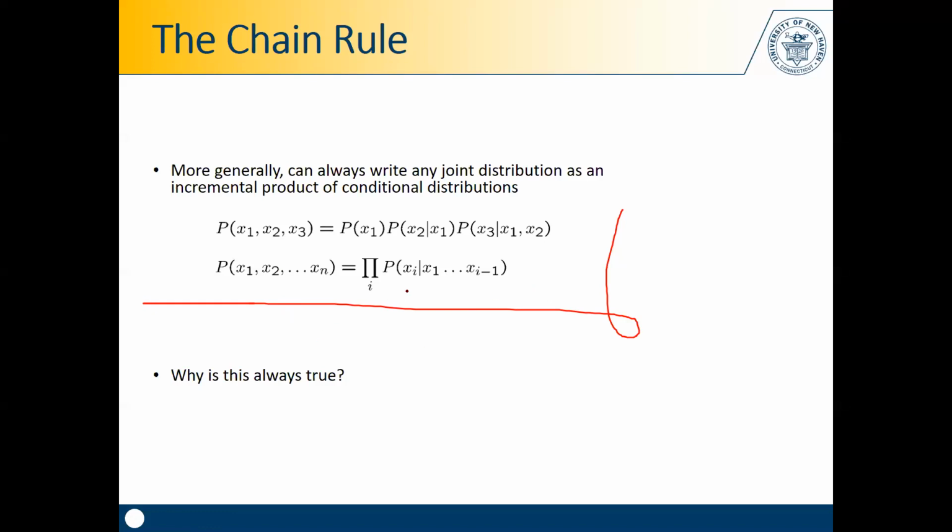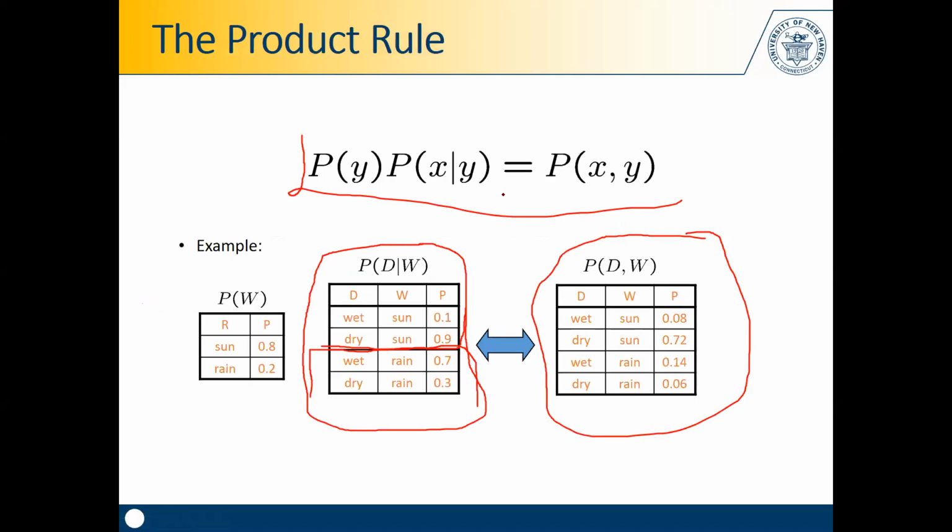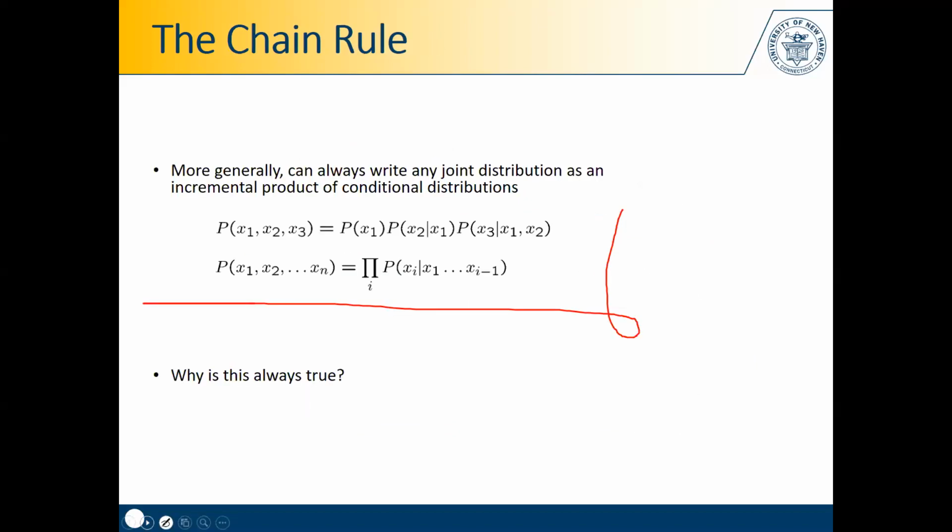In case you're curious, all you have to do is to write this as its equivalent from the product rule. Any P of x y is equal to P of y multiplied by P of x conditioned on y. And then you can prove that this equivalence always holds.